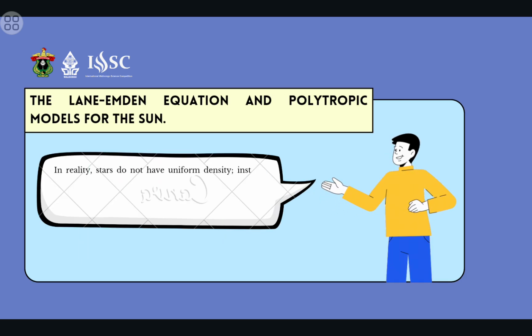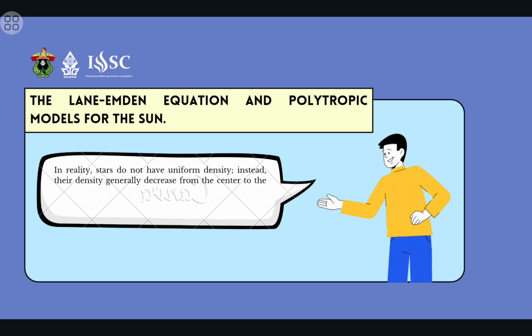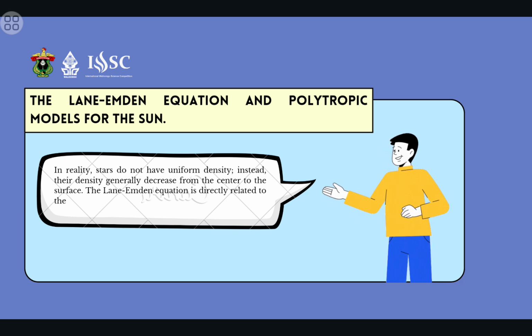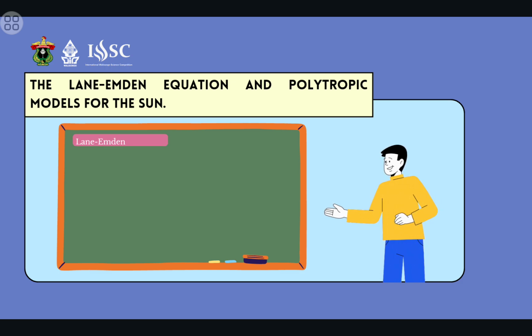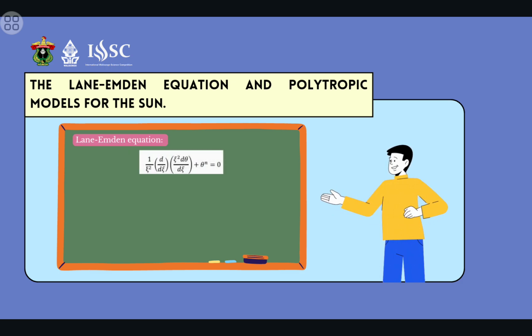So we move to the first step, the Lane-Emden equation and polytropic models for the sun. Just like what I said before, in reality, stars do not have uniform density. Instead, their density generally decreases from the center to the surface. The Lane-Emden equation is directly related to the modeling of stars with non-uniform density distribution. So, the Lane-Emden equation takes a form like this.